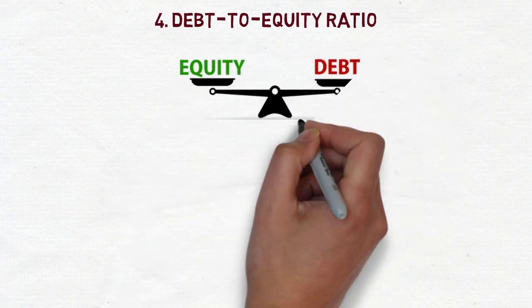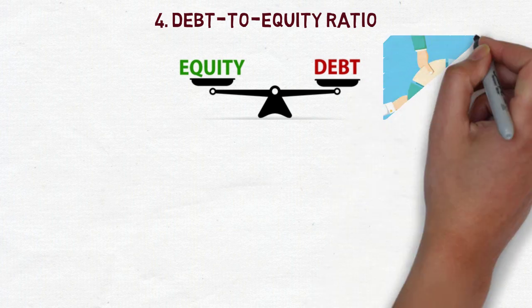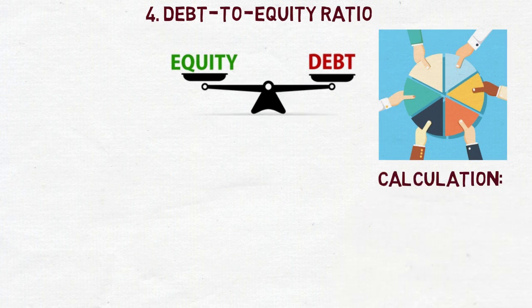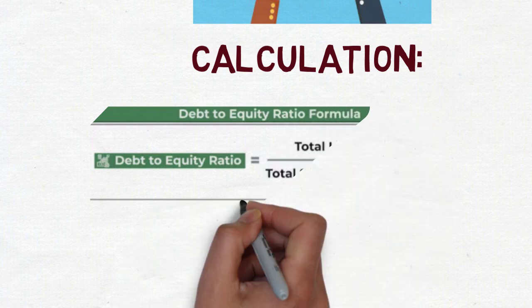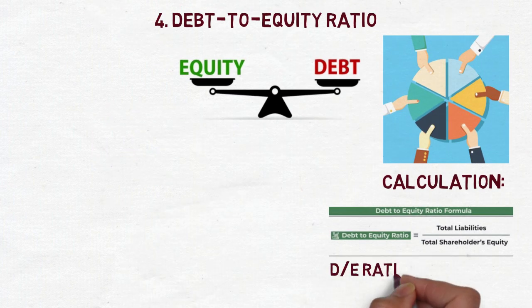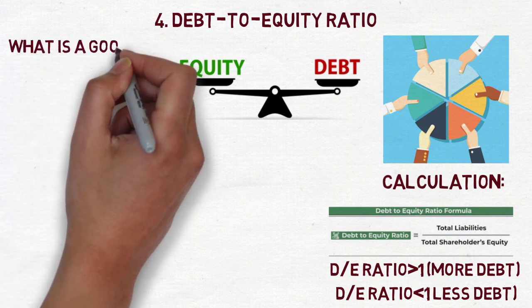It indicates the degree to which its operations are funded by debt and whether shareholders' equity can cover total liabilities of the company. Debt to equity ratio is calculated by dividing the total liabilities by total shareholders' equity, and a value greater than 1 indicates that the company has more debt, whereas a value below 1 indicates the company has less debt. So what can be considered a good debt to equity ratio?